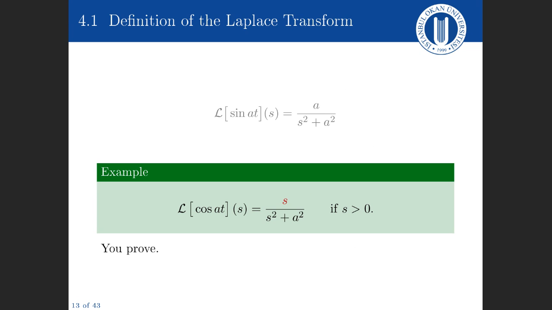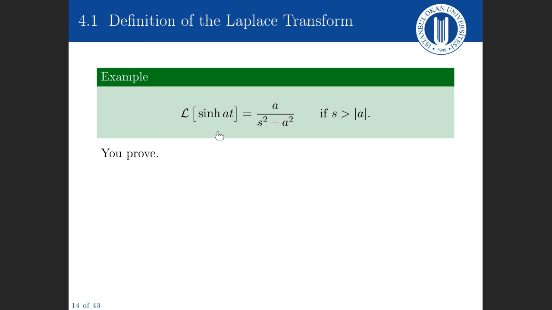We could use the same method to calculate the Laplace transform of cos at. And this time, we would get s divided by s squared plus a squared. I'll leave this for you to check. Use the same method that I used in the previous example. You can write down a proof of this formula.